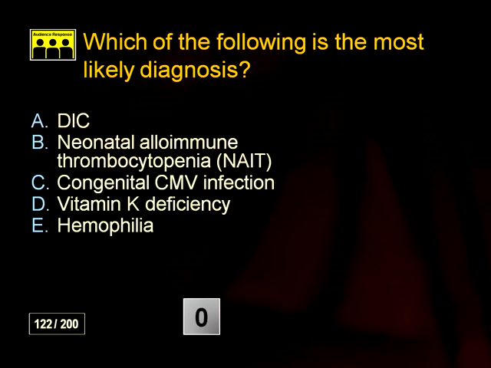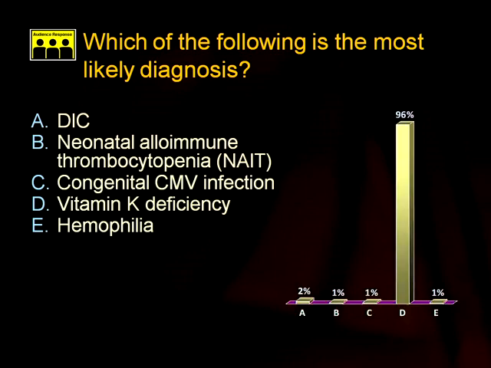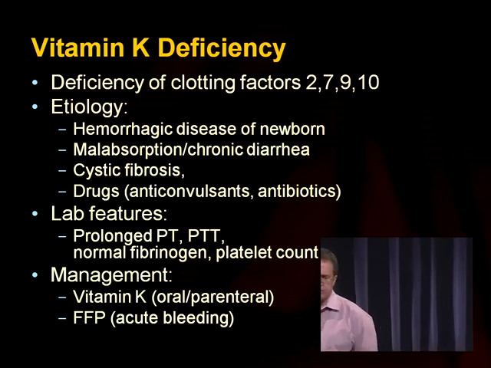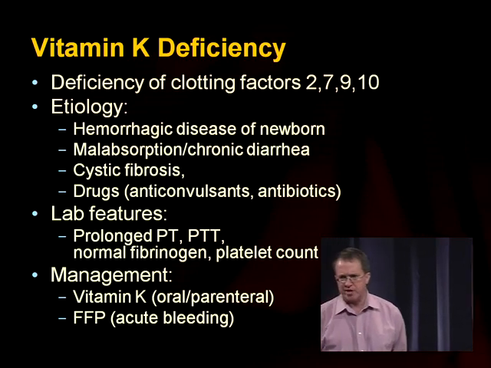I'm sure the nurse midwives hate this question, because somebody who does home births is probably going to make sure they give vitamin K. Vitamin K always gets given in the nursery. And so this patient who was born at home is your classic story for someone with vitamin K deficiency. Vitamin K deficiency is a deficiency of the clotting factors 2, 7, 9, and 10.